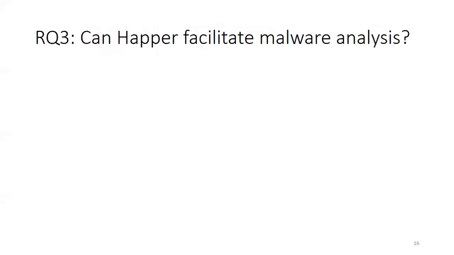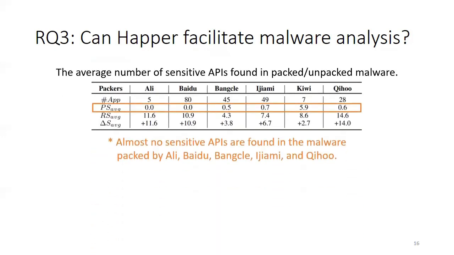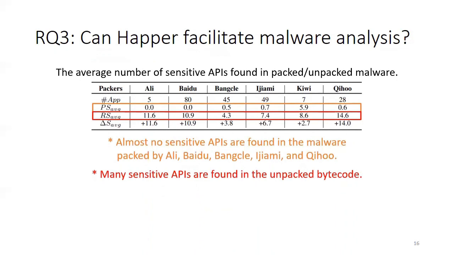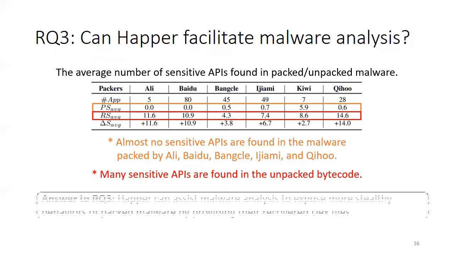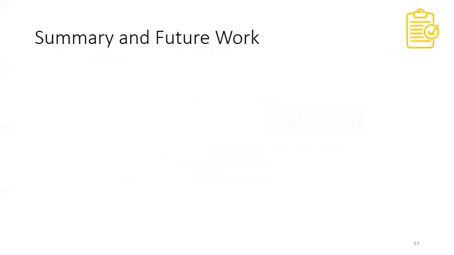We apply Happer to unpack the identified 214 packed malicious apps for the sake of answering the research question whether Happer can facilitate malware analysis. As shown in the table, before unpacking, almost no sensitive APIs are found in 207 out of 214 packed malware, which implies that packed malware can evade the anti-malware detection. However, from the recovered bytecode, many sensitive APIs are detected, which indicates that Happer recovers the malicious code of malware. Therefore, Happer can assist malware analysis to expose more stealthy behaviors of packed malware by providing their recovered text files.